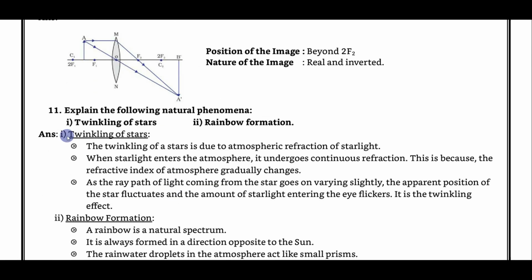Explain the following phenomena: twinkling of stars and rainbow formation. Twinkling of stars is due to atmospheric refraction of starlight. When light from the stars enters the atmosphere, it undergoes continuous refraction. This is because the refractive index of the atmosphere gradually changes. Because of this, there is an apparent change in the position of the stars, the amount of starlight entering fluctuates, and the light flickers. This is the twinkling effect of the star.